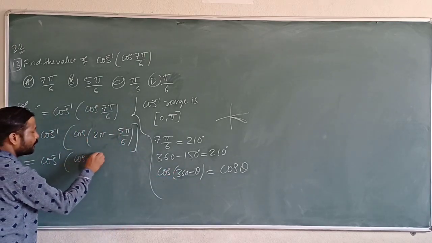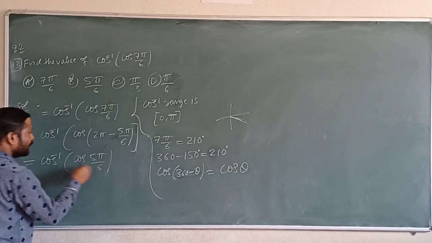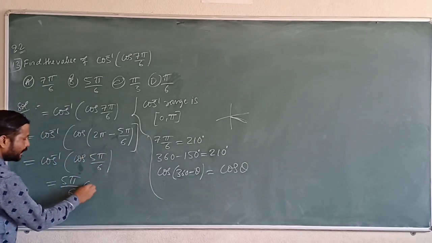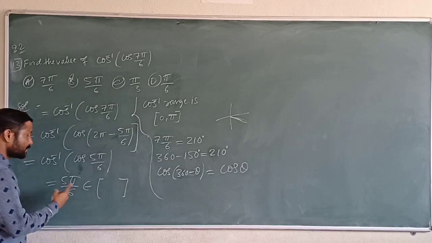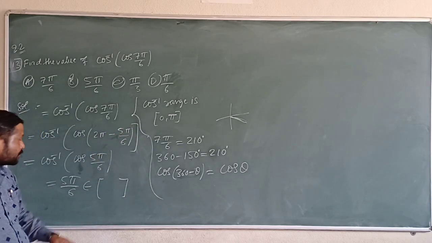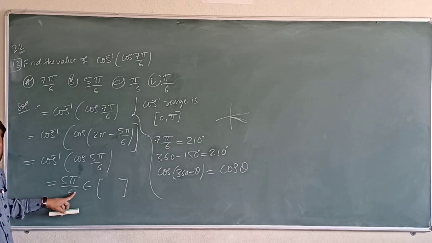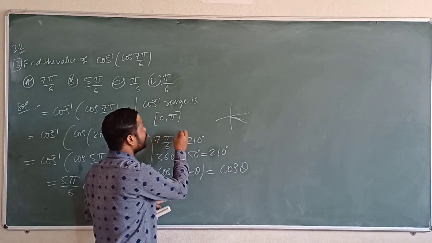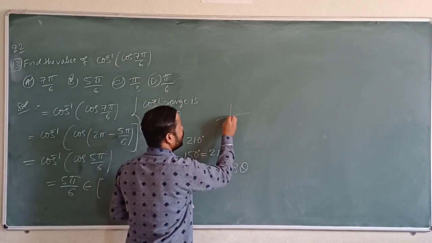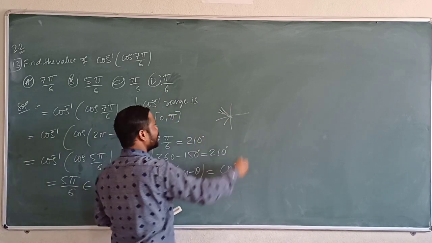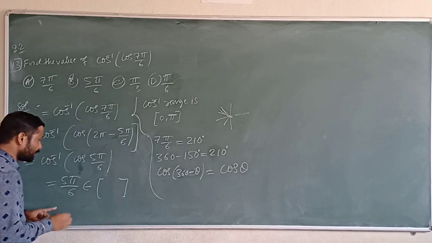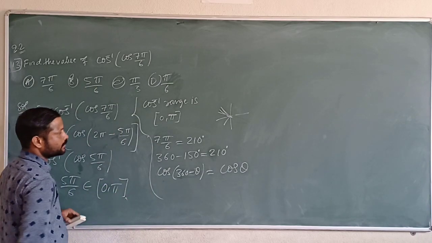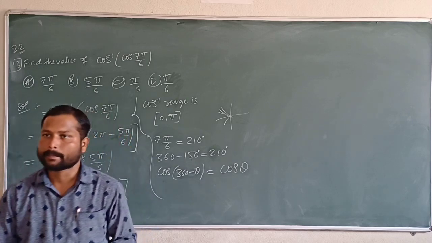Theta means 5 pi by 6 here. Cos and cos inverse get cancelled. That is 5 pi by 6. Does 5 pi by 6 belong to that range? Check: 5 by 6 is 30 degrees, 35 is 150 degrees. 150 degrees came, so therefore it is inside the range. 5 pi by 6 belongs to 0 to pi, that is the answer now. Okay. Right.